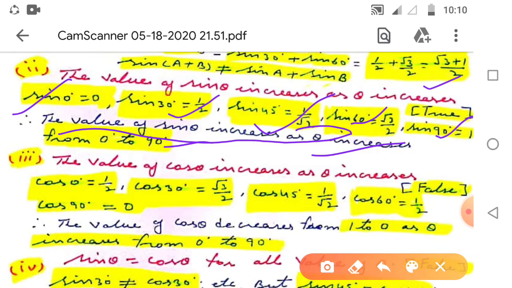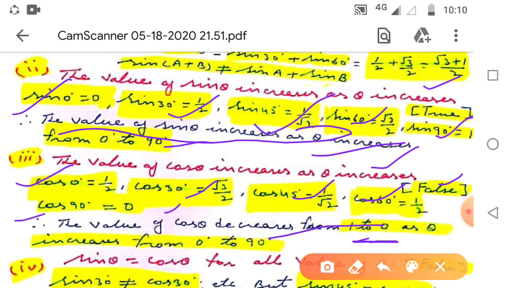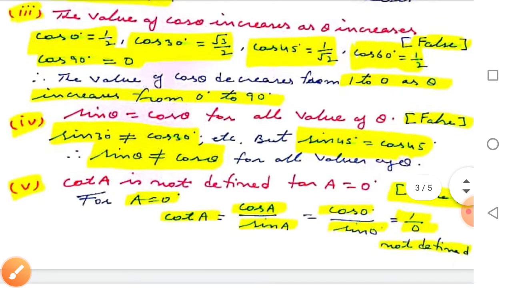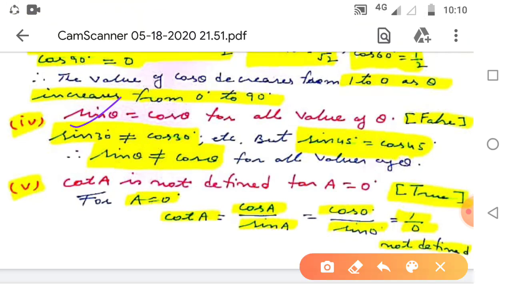Third part, the value of cos theta increases as theta increases. So this is false. Cos 0 is 1, cos 30 is under root 3 by 2, cos 45 is 1 by under root 2, cos 60 is 1 by 2, and cos 90 is 0. So the value of cos theta decreases from 1 to 0 as theta increases. So this statement is not true. That is false.